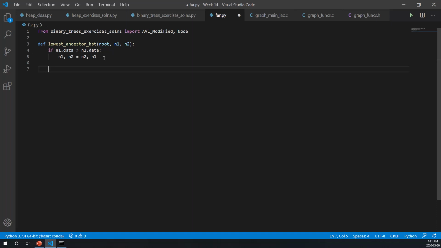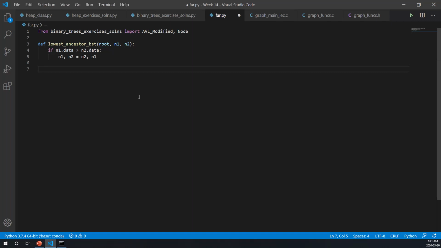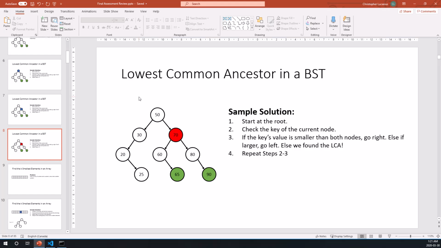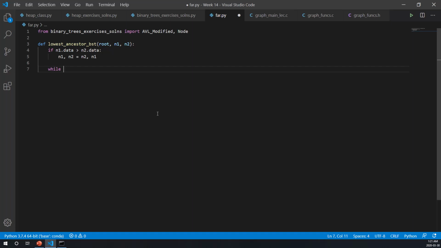Now that I've done that, all I've got to do is keep on iterating, keep on going down the tree accordingly until I find the LCA. So I'm going to loop on the negation of having found the LCA. If I ever don't find the LCA, that means that either my current root data is smaller than n1 or my current root is larger than n2.